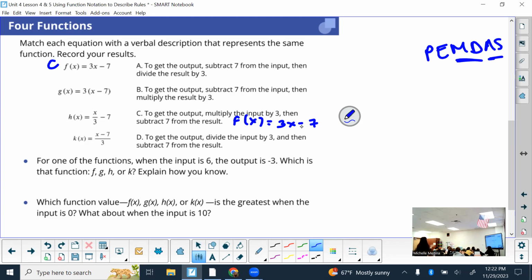Table 5, what about for g of x? Which one would you match? Or, yeah, I'll assign you. G of x goes with b.